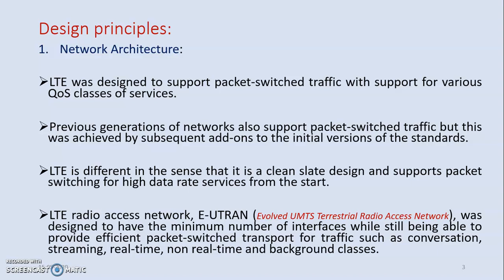It is a new, unique design and supports packet switching for high data rate services from the start. All the activities in LTE happen in the packet switched network itself. The LTE radio access network, E-UTRAN, was designed to have the minimum number of interfaces while still providing efficient packet switched transport for traffic such as conversational, streaming, real-time and non-real-time, and also background classes. Most of the time it is end-to-end connectivity by tunneling through all the other network interfaces.